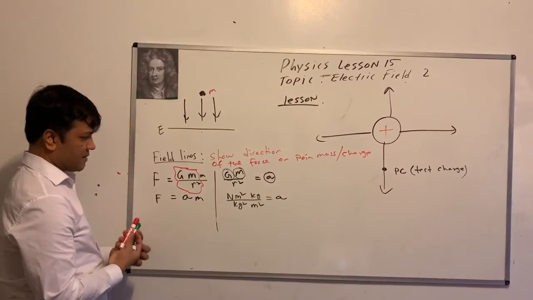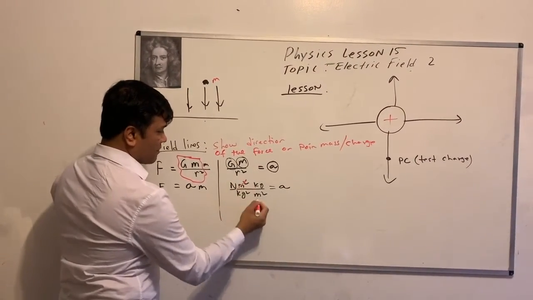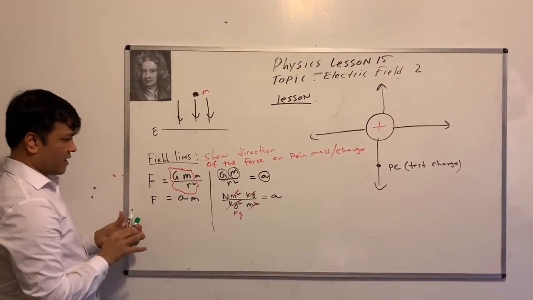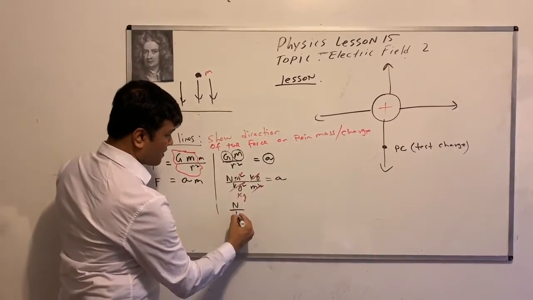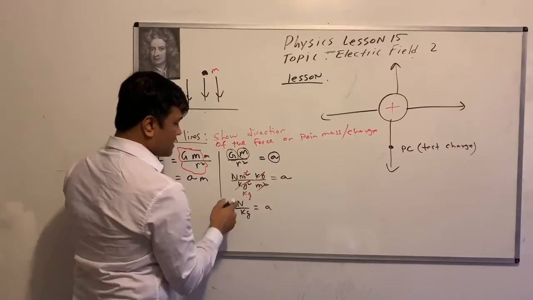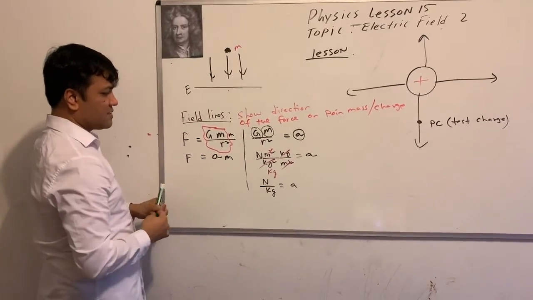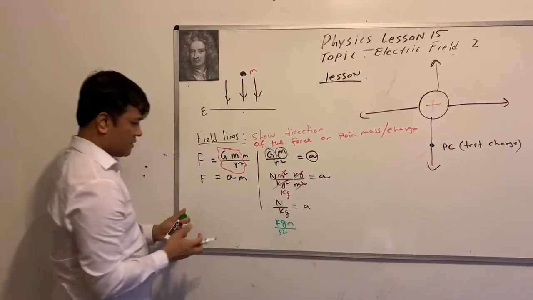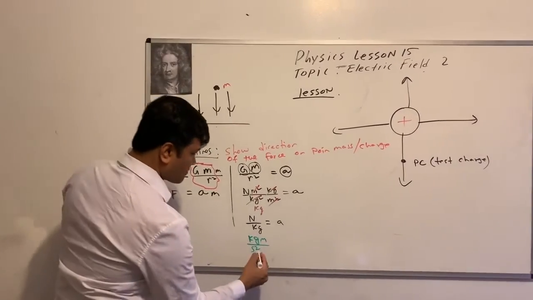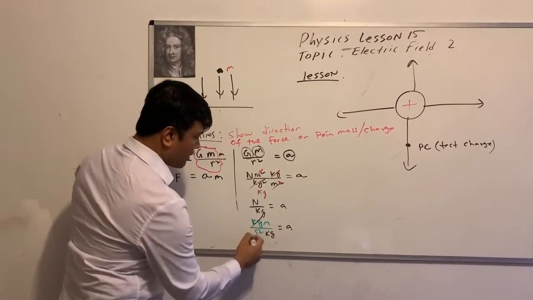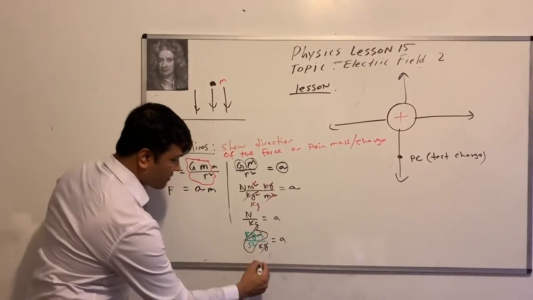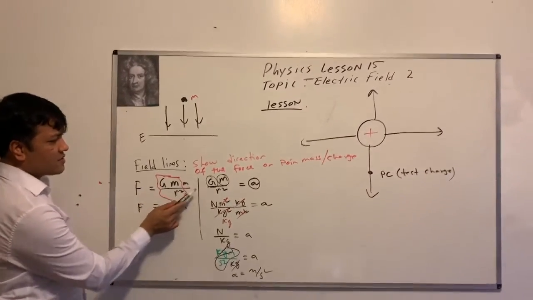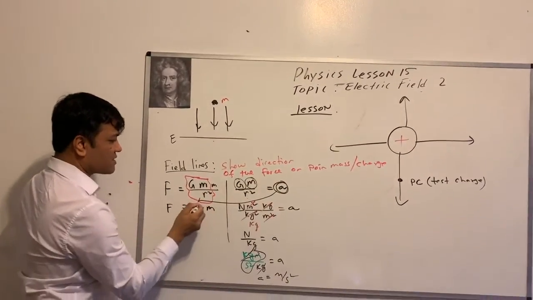So now let's cancel them. Meter squared cancels. Kilogram goes to kilogram just once. So what do you have over here? Newton over kilogram is equal to A. What is Newton, by the way? Newton is kilogram meter per second squared, and downstairs you have kilogram. Kilogram cancels. Voila! Acceleration is meter per second squared. So Gm over r squared is acceleration, so we replace it by that.